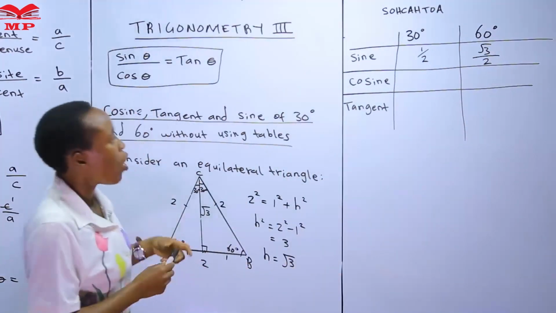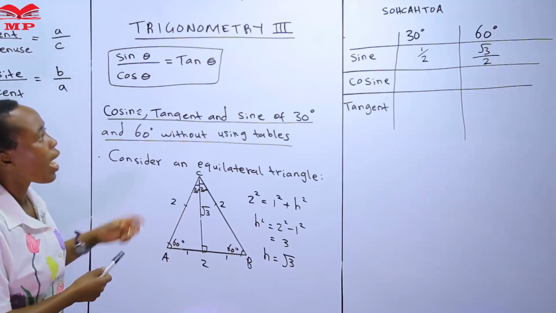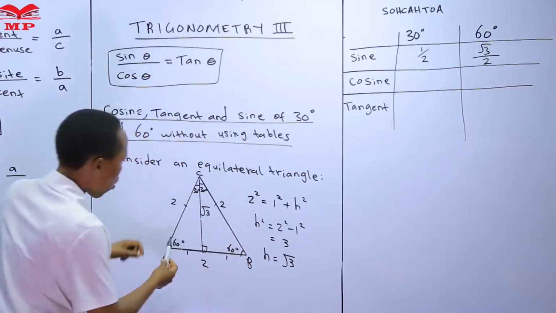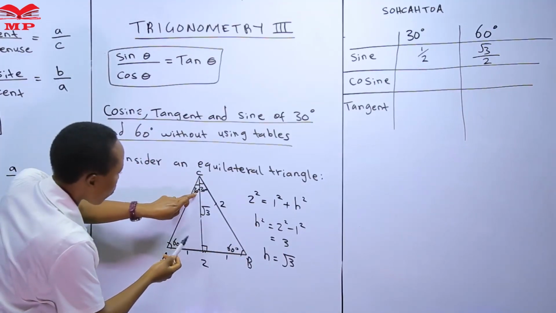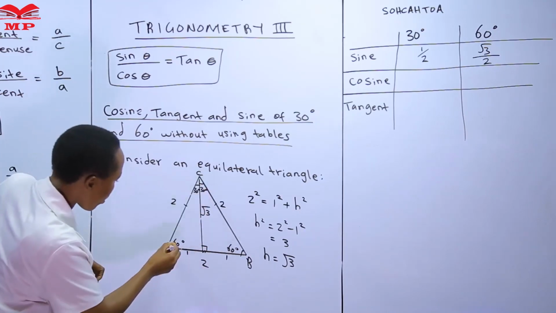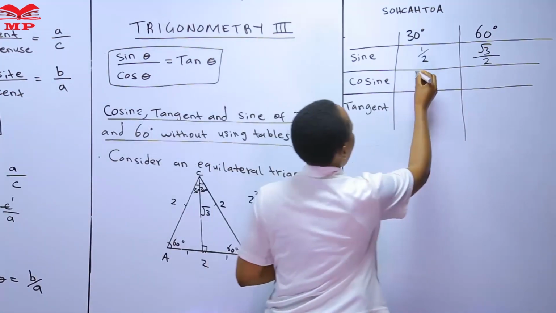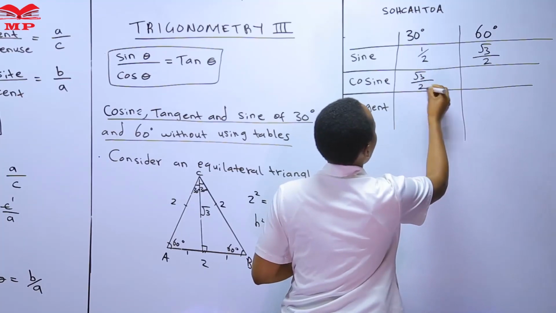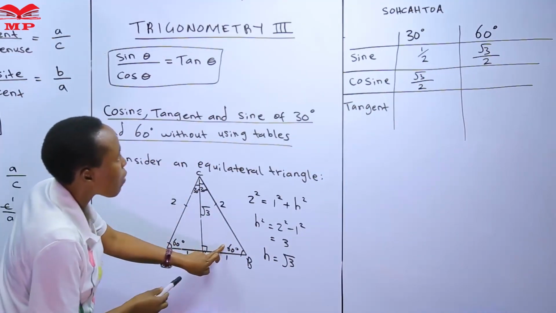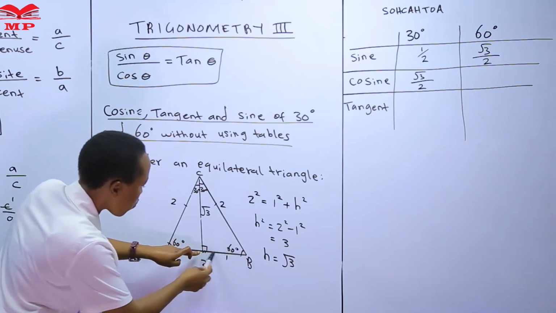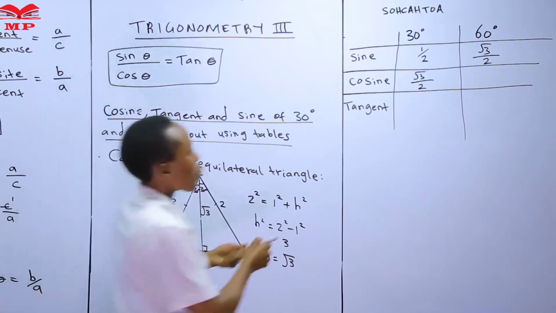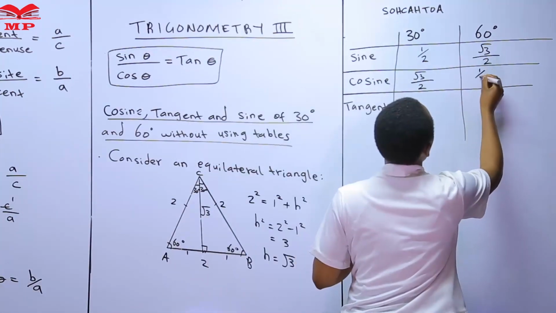Then we move on now to cosine. Cosine we have adjacent all over hypotenuse. So cos 30 will have adjacent, which is root 3, all over the hypotenuse, which is 2. So we'll have root 3 all over 2. Then for 60 degrees, we have cosine as adjacent, which is 1, all over the hypotenuse, which is 2. So we'll have 1 over 2.